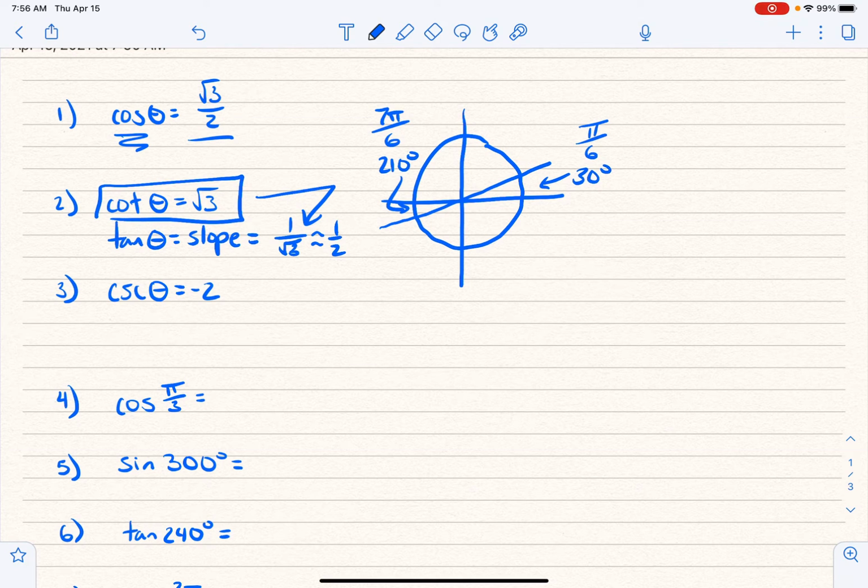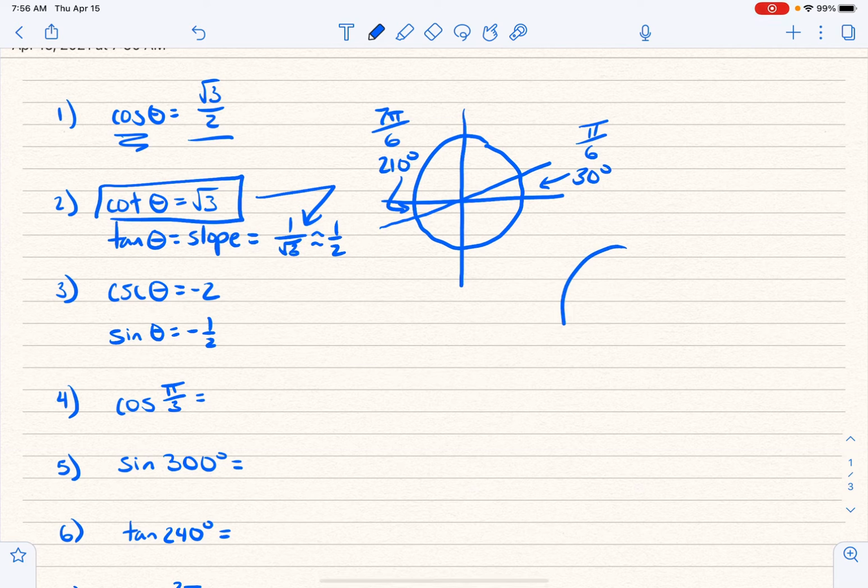When I'm thinking about tangent, I think about slope. When I'm thinking about cotangent, I know it's the reciprocal of slope. All right? Let's see here. With cosecant, let's take a look at cosecant is equal to -2. Now, this is real simple. Cosecant, I know, is the reciprocal of sine. So if cosecant theta is equal to -2, then that means that sine theta is equal to -1/2.